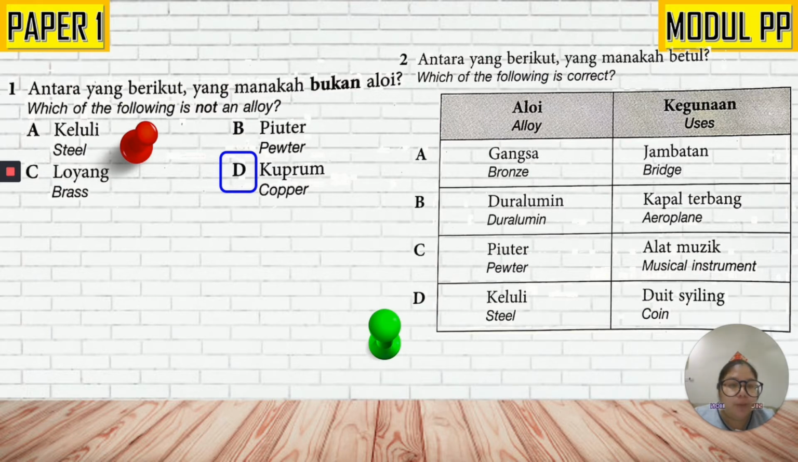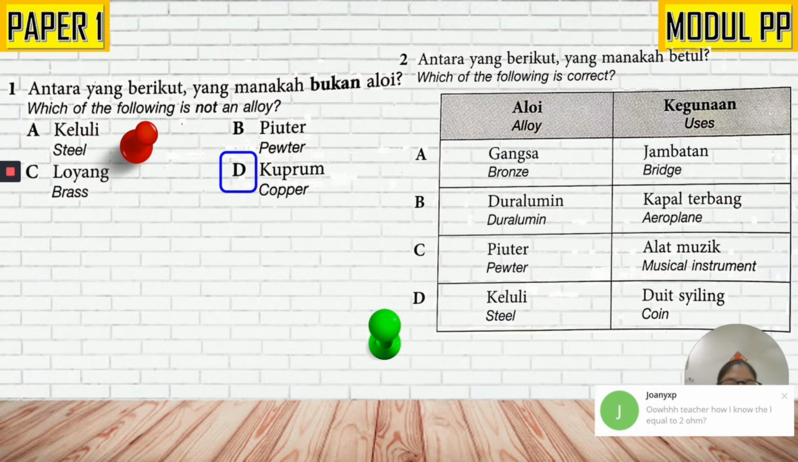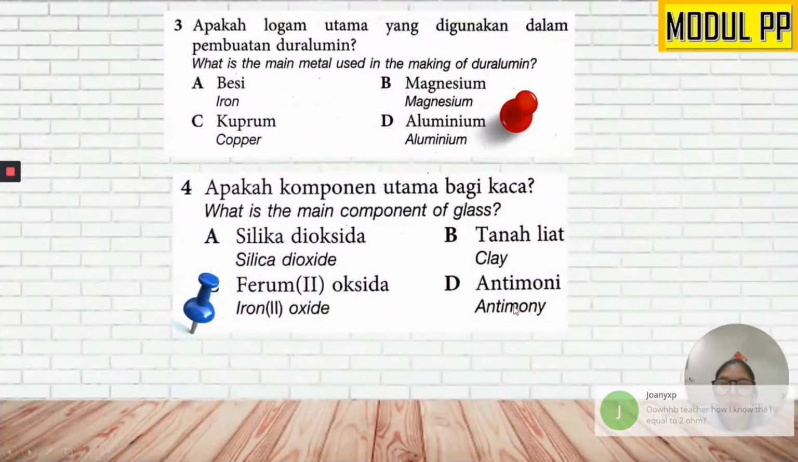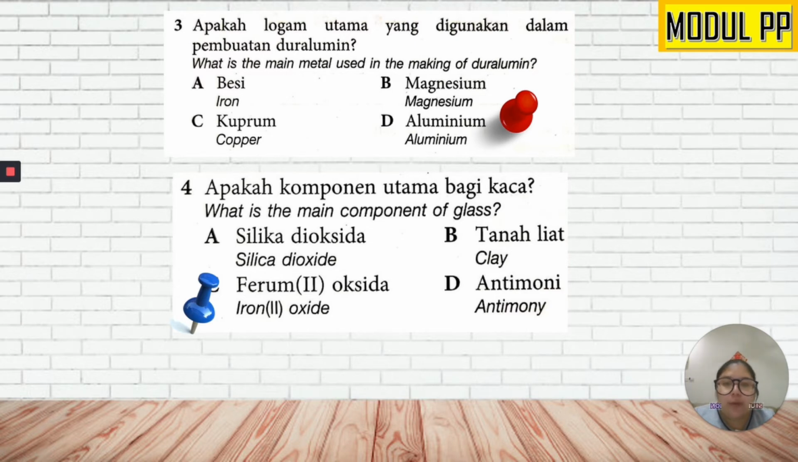Okay, which one following should be correct? We can find the correct one is duralumin. That's for aeroplane. So the answer should be B. Okay, then we go to the next one. The next one is question number 3. They say what is the main metal they use in making the duralumin?